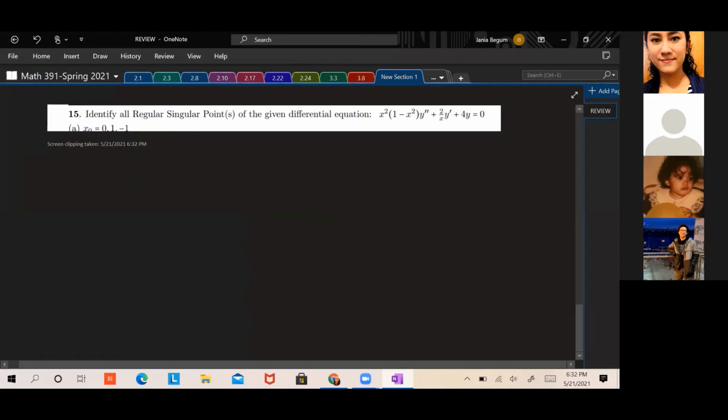Since the question already gives us a giveaway saying it's regular singular points, we're identifying what the singular points are. How do we do that? We look at P of x, which is x squared times 1 minus x squared, and we find all the x values that make it 0. So x equals 0, and plus or minus 1.